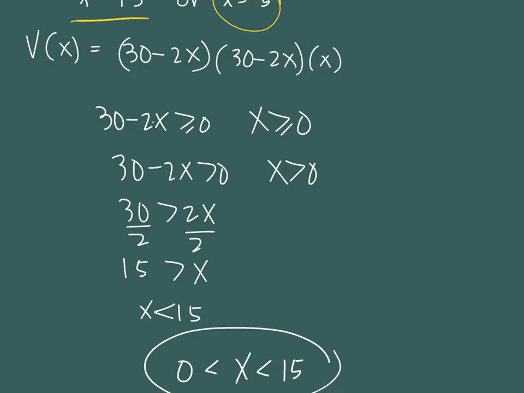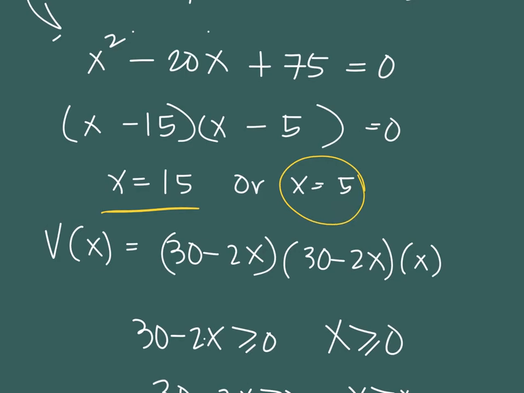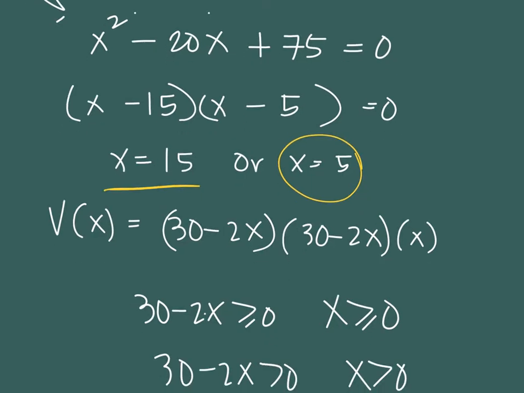30 minus 2x should be greater than 0. X should be greater than 0. So that's the domain of the given function. Okay, so immediately we were able to eliminate one of the options, so the only critical value is x equals 5. But we're not yet sure if this value will give us the maximum, because it could be a minimum value of the volume. So how do we test our x equals 5?